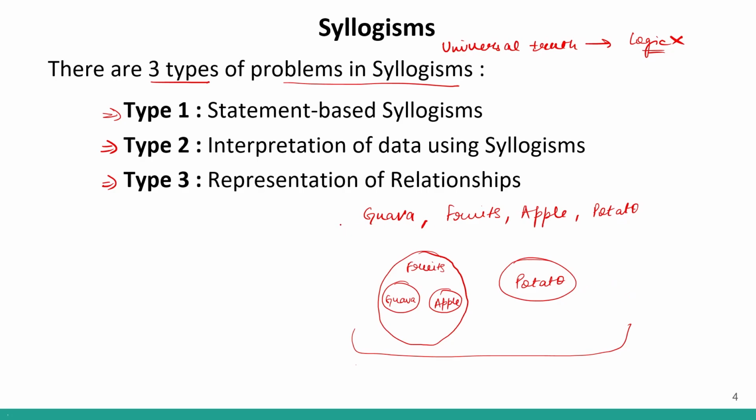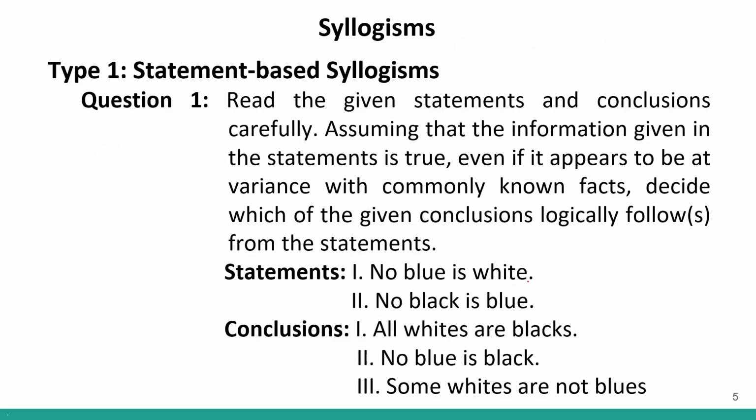You can get certain words and you have to show what the relationship will be in terms of a Venn diagram. So let us solve some questions from each of these types to get better conceptual clarity. Let us start with type 1, that is statement based syllogisms.